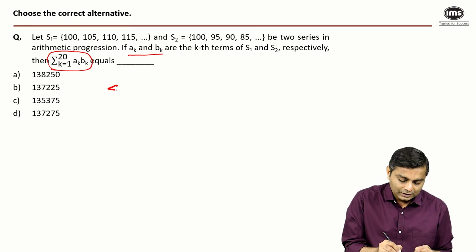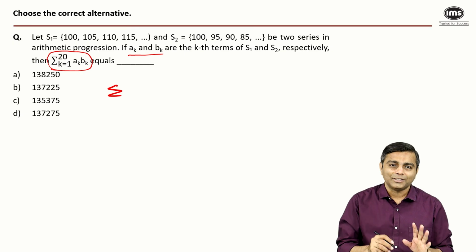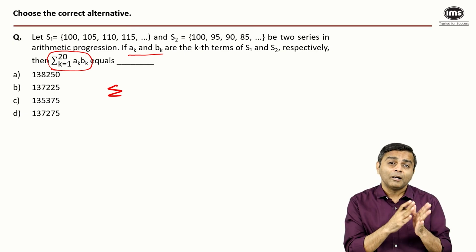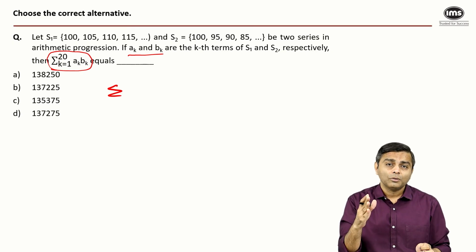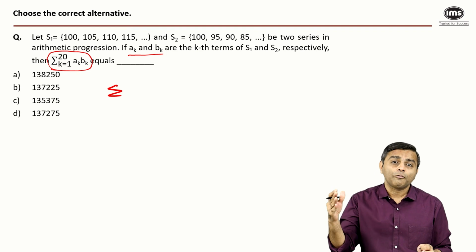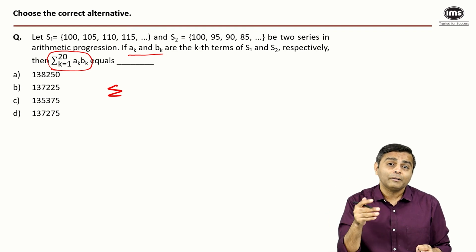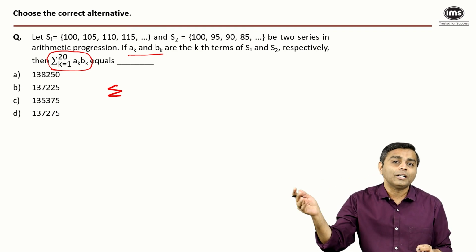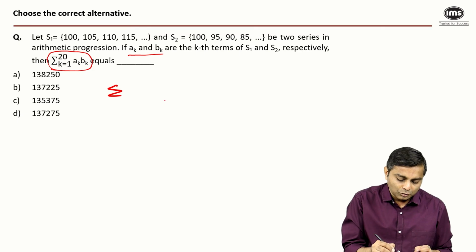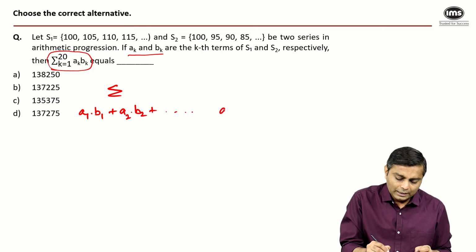This particular sign is summation. Summation is just addition. Addition of what? A1 B1 plus A2 B2 plus A3 B3 plus A4 B4, till K is 20. So it will go on till 20. Basically, if I simplify this, it is nothing but A1 into B1 plus A2 into B2 plus and so on till A20 into B20. This is what we are asked.